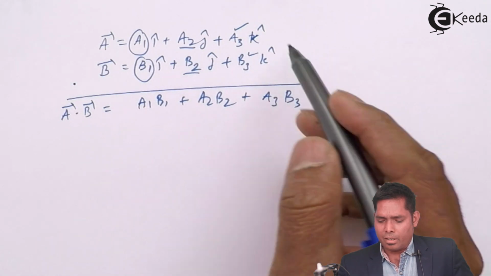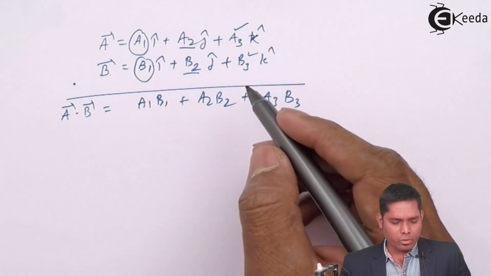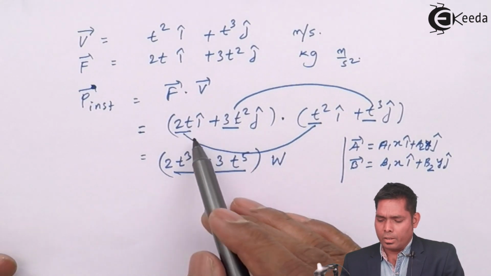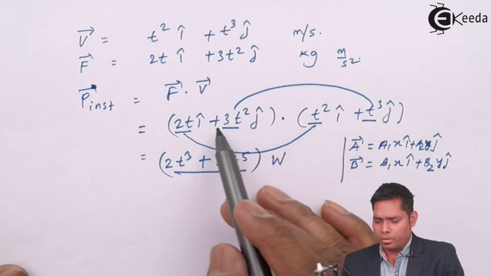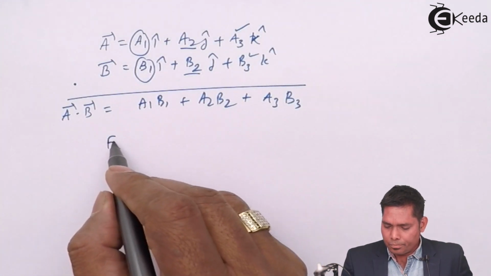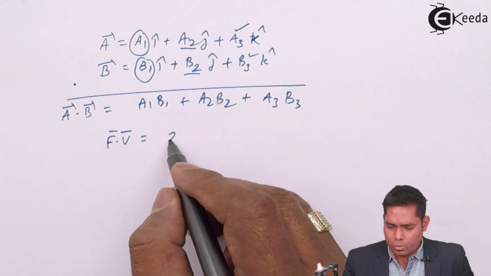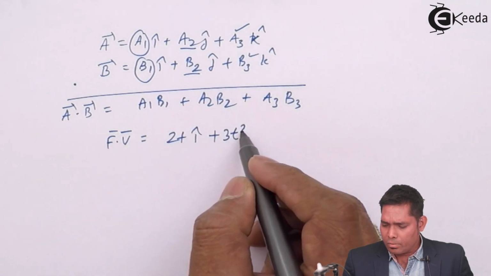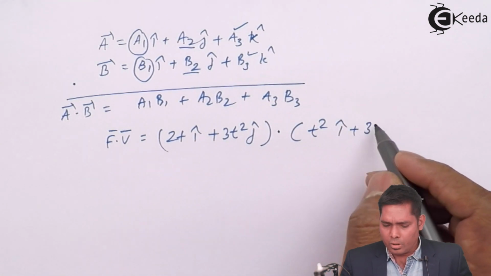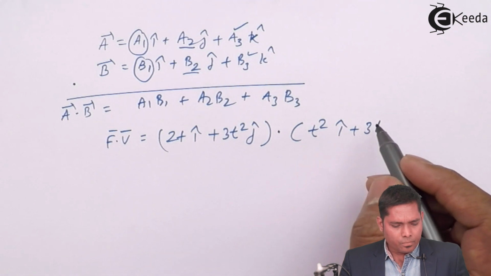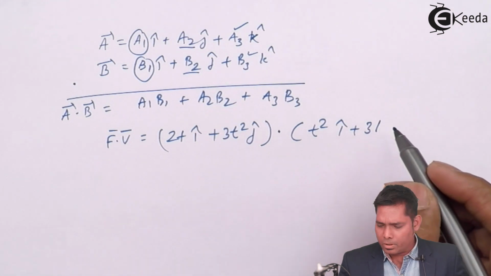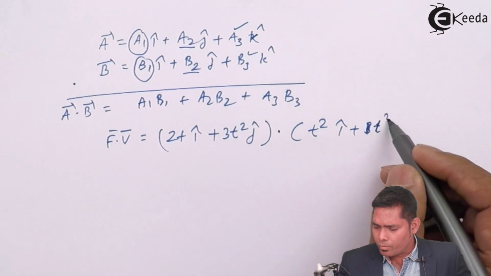Now you can just directly apply the formula. Otherwise you can go for simple calculations. If you don't know this, then you can go for the normal dot product and see whether I'm getting this or not. So F dot v, F is 2t i cap plus 3t² j cap, dot product of t² i cap plus t³ j cap.